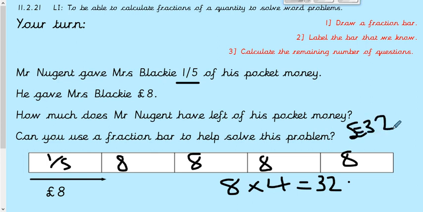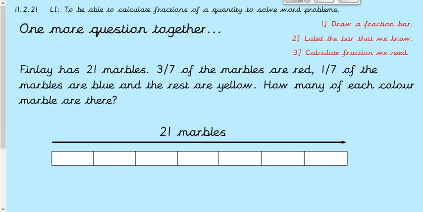Lucky Mr. Nugent. So you just have to work out what you already have and use a fraction strip and then just calculate the remaining part of the fraction strip just by adding it or timesing it. So hopefully that's quite straightforward. The last one then that we're going to go through together, this is a different type as well.